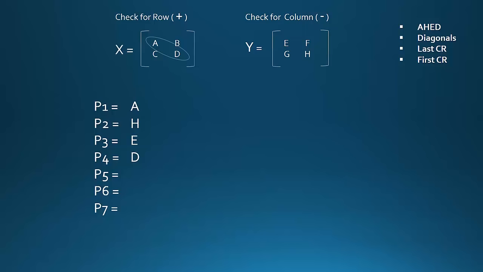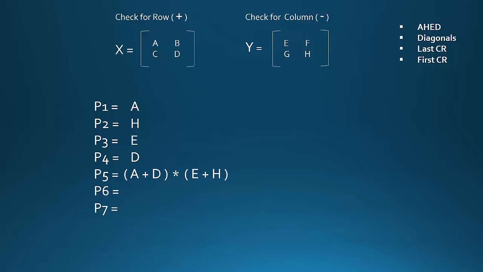We have diagonals AD, so we will write A plus D, and then we have diagonal EH, so we will write E plus H. Remember, the order matters here, so you have to write A plus D into E plus H in P5. Then we have last CR.